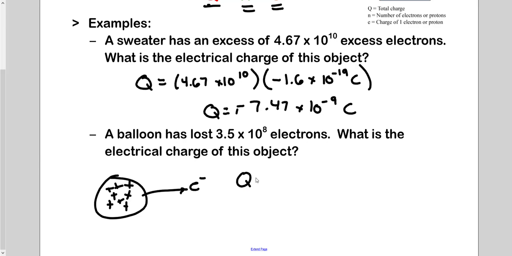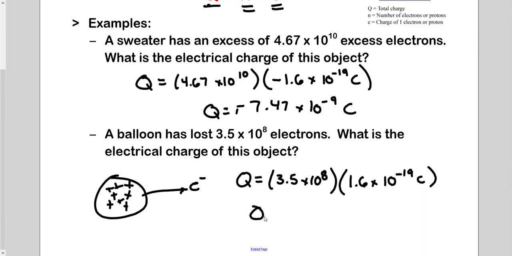So now we would do this. The total charge of my balloon is, it has 3.5 times 10 to the 8th extra protons times the charge of a single proton, 1.6 times 10 to the negative 19th coulombs. And so the total charge of this balloon is going to be 5.6 times 10 to the negative 11th coulombs. Okay, that is a small number.